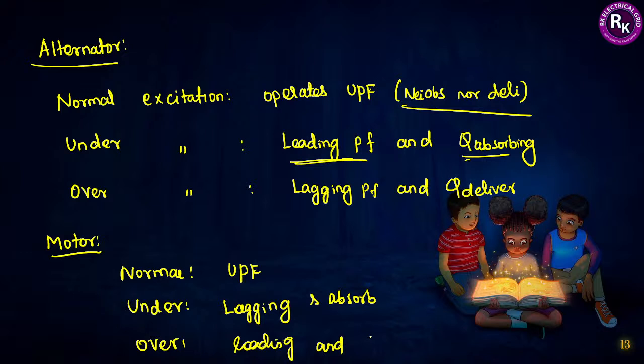Power factor will be leading power factor, and it is going to deliver the reactive power. So observing and delivering is what? It depends on the nature of the power factor for both machines. Okay, I hope you all understood the difference between alternator and motors.